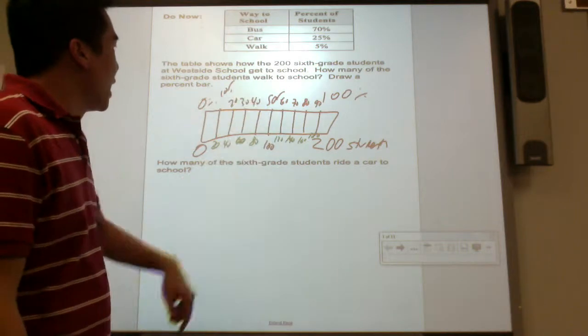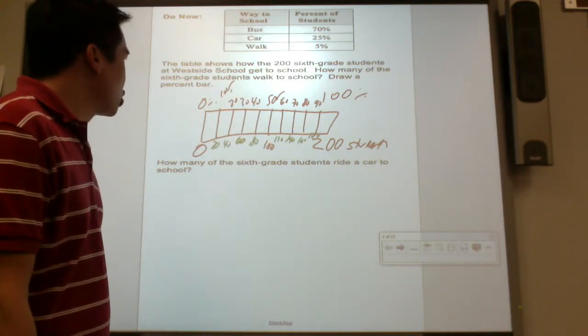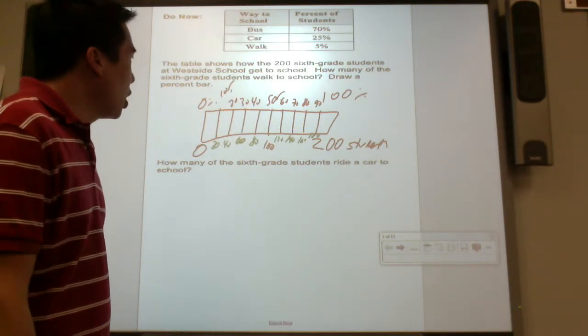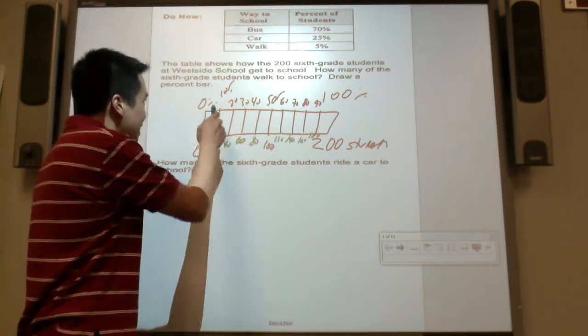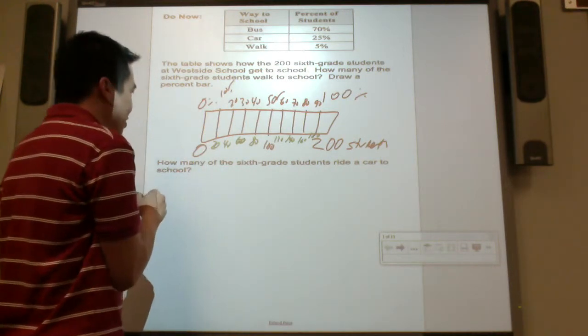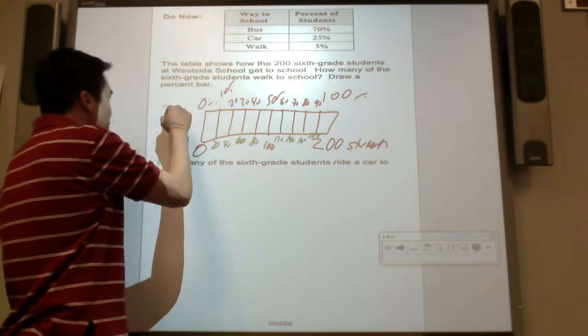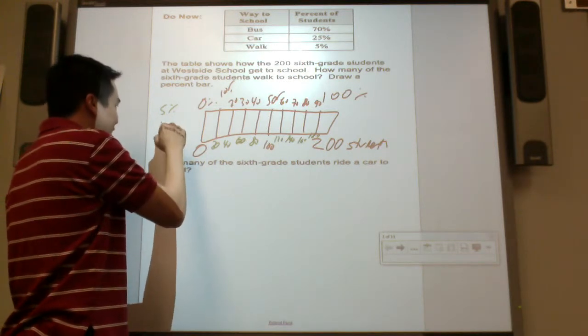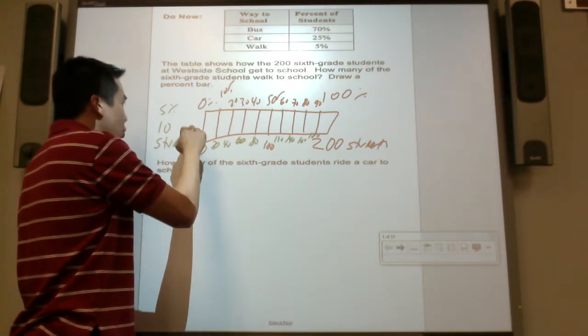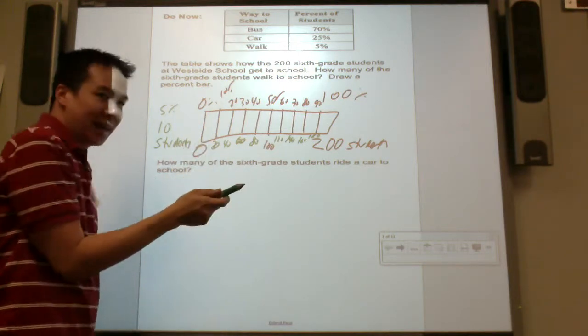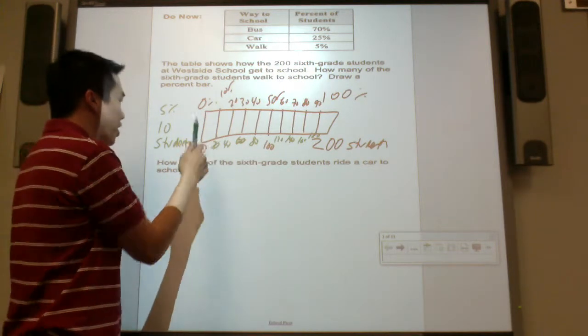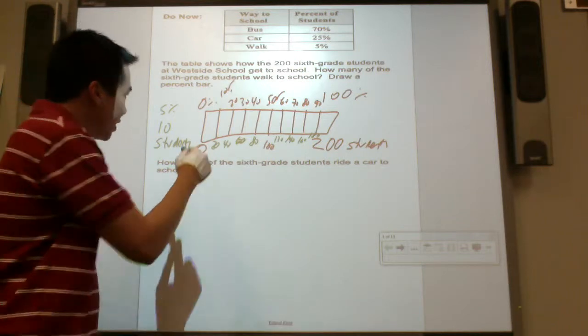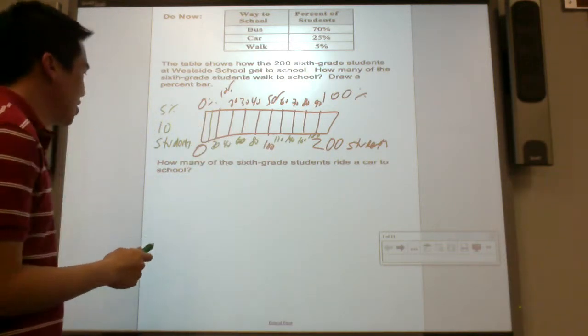So let's answer the question. How many of the 6th grade students walk to school? Walk to school is 5%. 10% is 20 students. So 5% must be 10 students. What's half of 10%? Let's break it down. Divided by 2, you have 5%, which is 10 students.